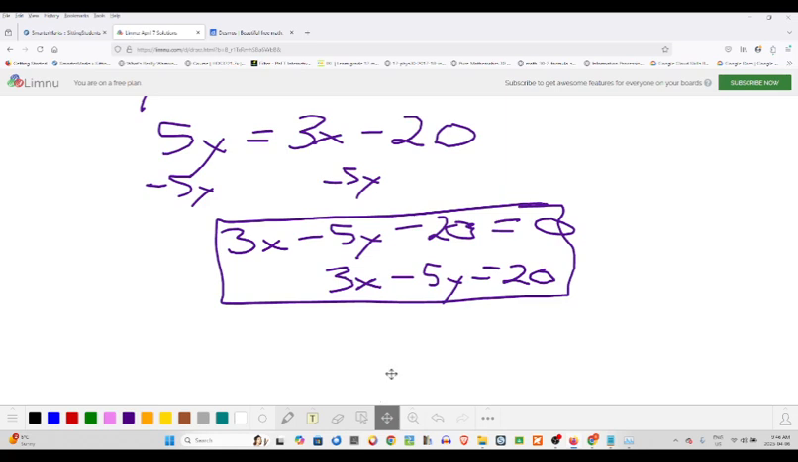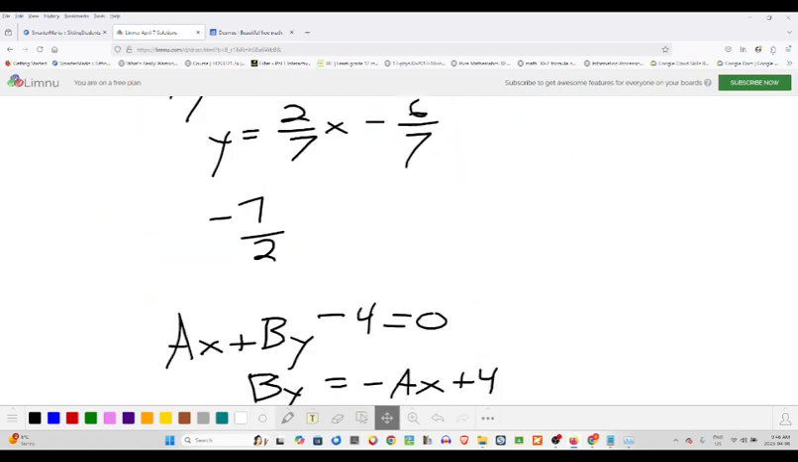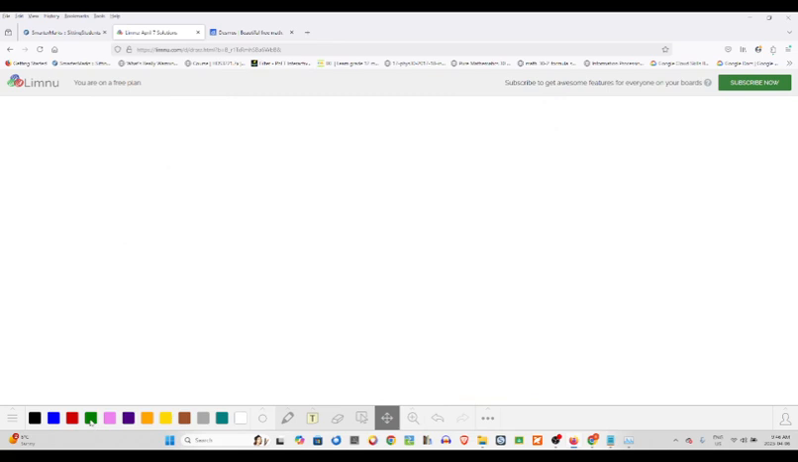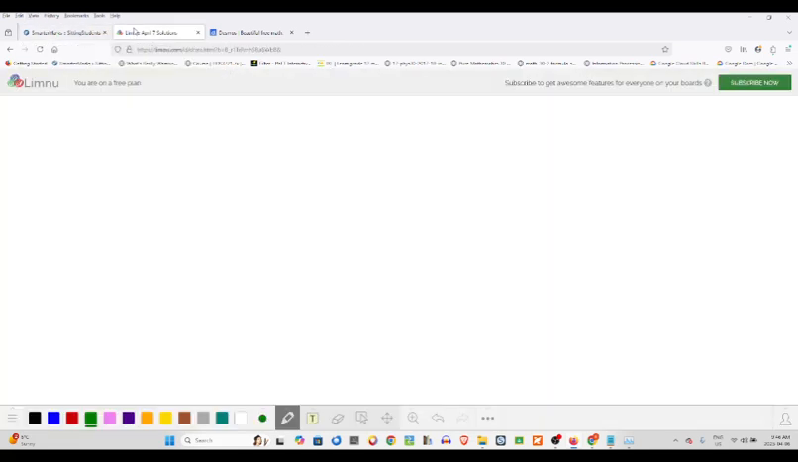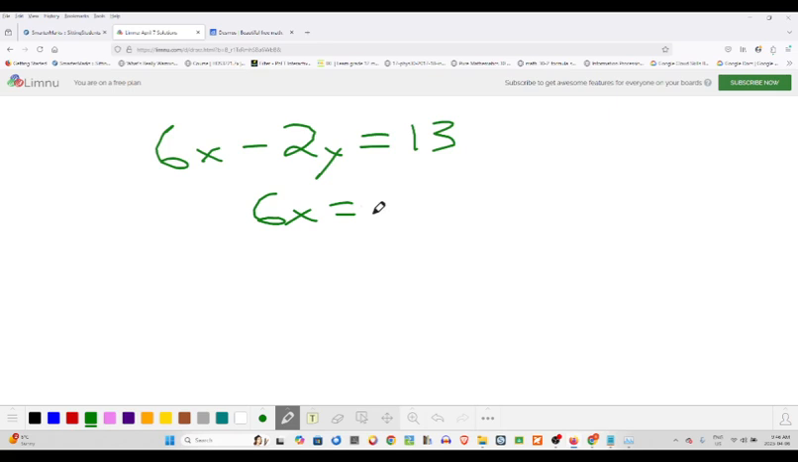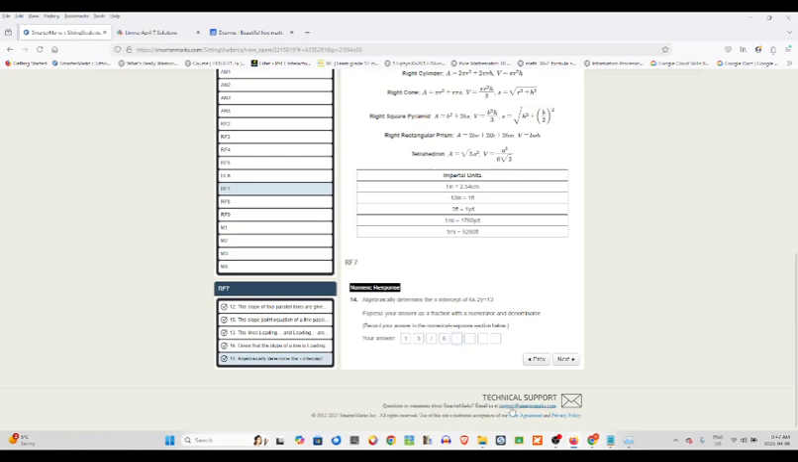So writing it out explicitly, going back down here. So it was 6x minus 2y equals 13. We let y equal 0, and divide by 6. So our x-intercept becomes 13 over 6.